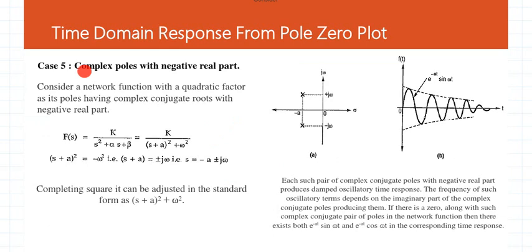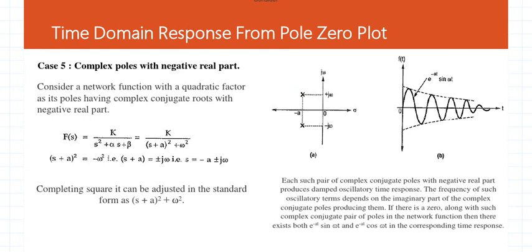Moving to the next case, complex poles with negative real part. So again you have complex poles, two poles which are complex conjugates of each other. But where are these poles located now? These poles are located with a negative real part, so they are located in the left half of the S-plane. They are no more on the j omega axis as we had seen in the previous case.